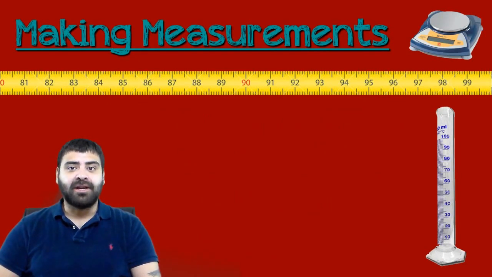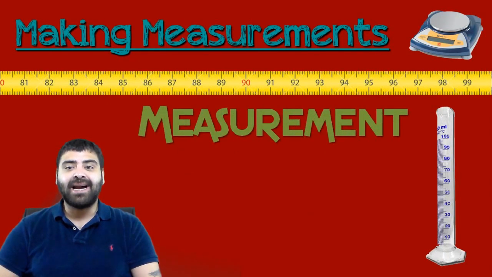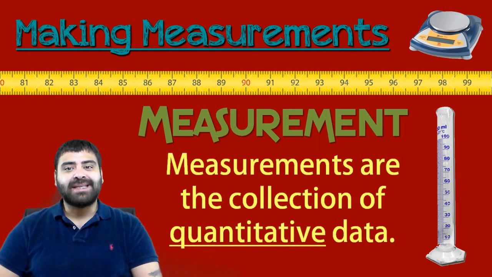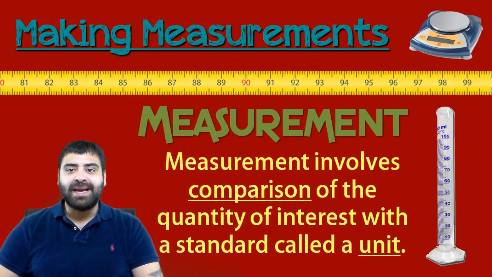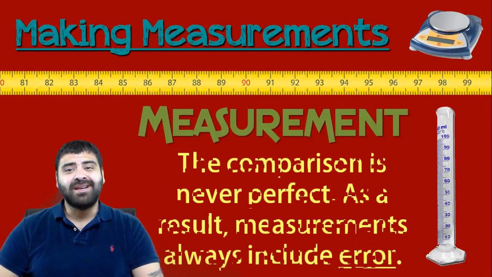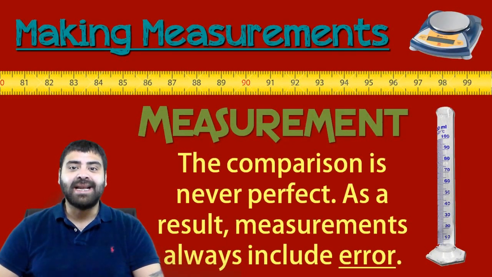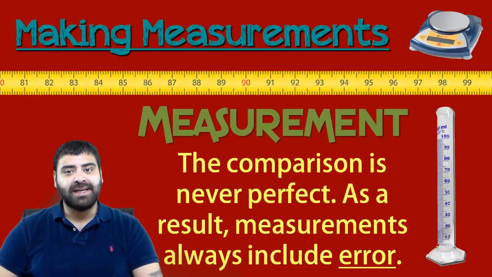So let's describe the term measurement. After all, that's what this entire unit is going to be about. So what exactly is a measurement? Well, it's a collection of quantitative data, meaning data that includes numbers. Now what we're going to see is whenever we make measurements, what we're actually doing is comparing the quantity of interest with a standard, which we call a unit. And what you're going to notice is this comparison is never perfect. As a result of this imperfection, measurements will always include error.